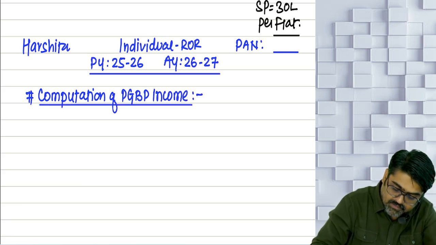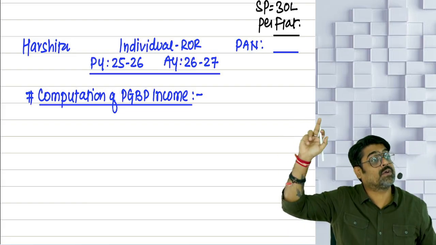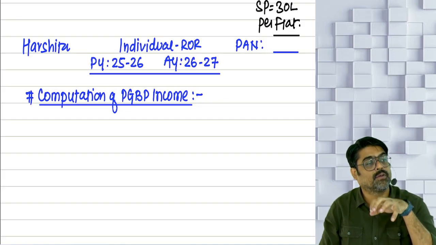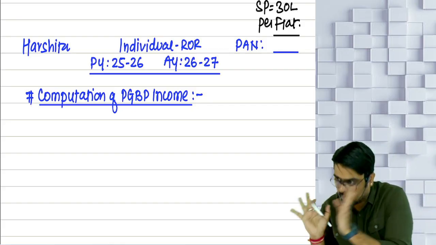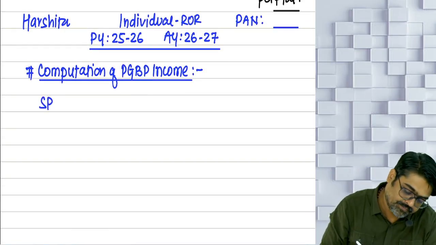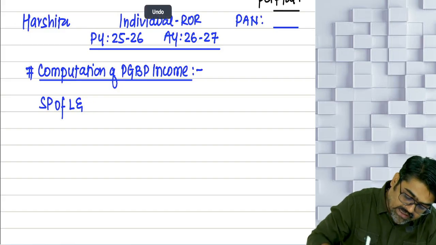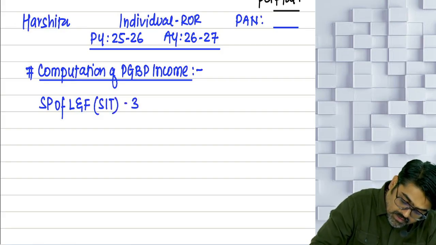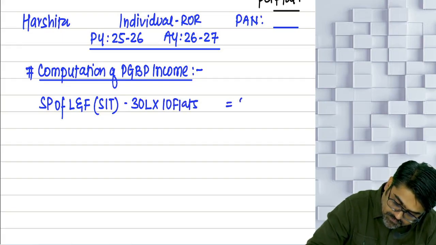See, PGBP income I will calculate for 15 flats and the entire land if all the 15 flats are sold. Am I selling all the flats or only 10 flats? So PGBP income of 10 flats and the land occupied by 10 flats will now be calculated right now. Understanding? So to calculate that, what is my selling price of land and building? Land and building means land and flats, which is held by me as a stock in trade. 30 lakhs into 10 flats will be 3 crores.